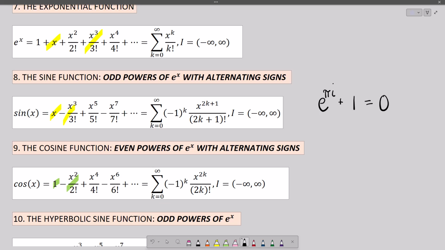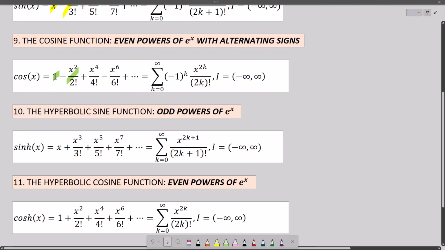There is a way to rewrite this one with sines and cosines. We can talk about that later. But, so, e to the x, if you have that memorized, it's very easy to get to sine and cosine. Sine of the odd powers, cosine of the even powers, and you put alternating signs in there.